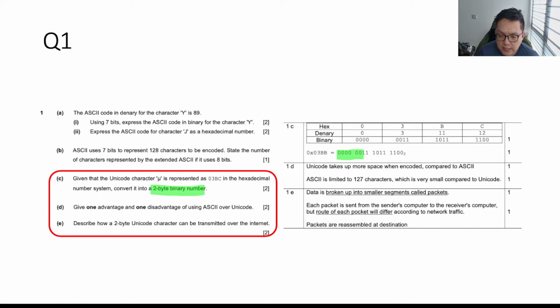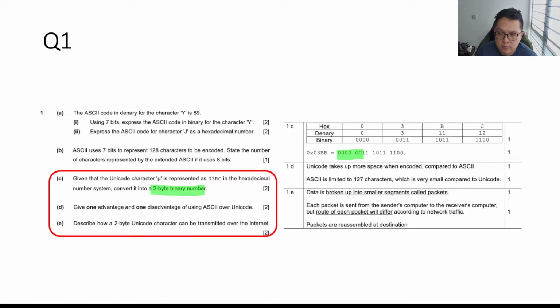Then the last one is actually a bit of a networking question. Describe how a 2-byte Unicode character can be transmitted over the internet. Most of you said that it was converted into bits. But remember, it's already stored in bits. So that's not the main point.